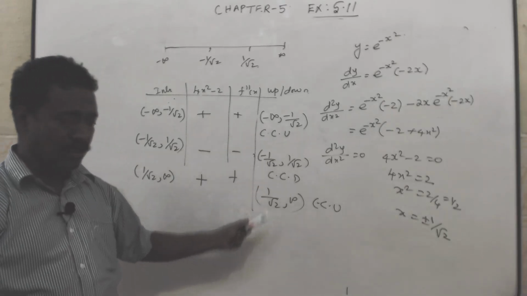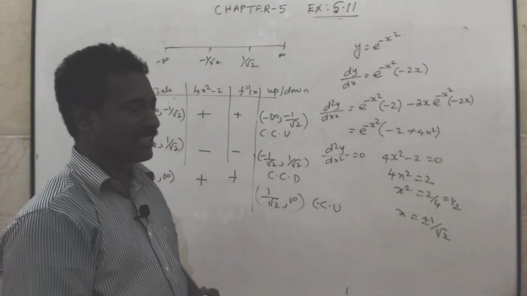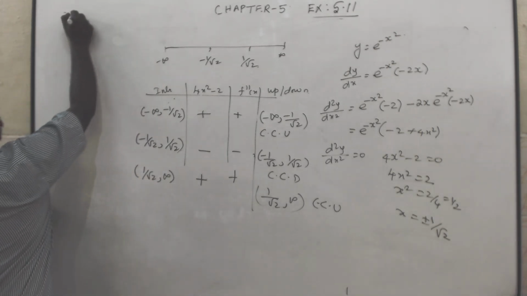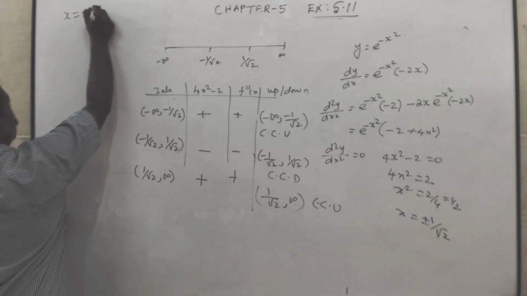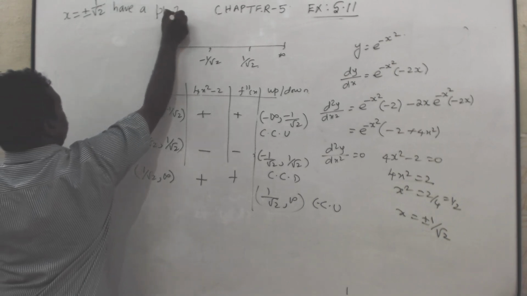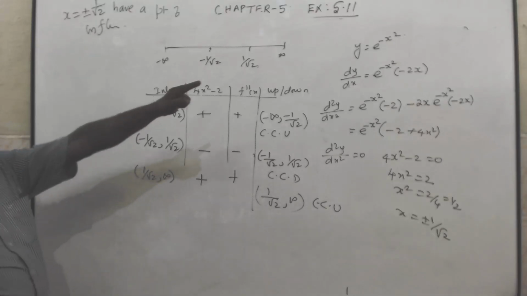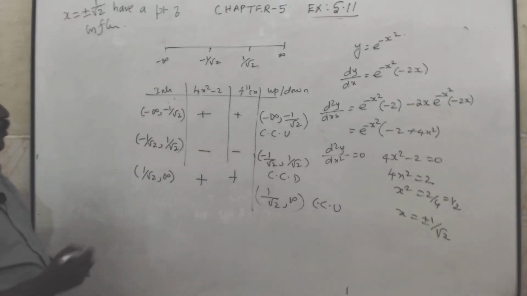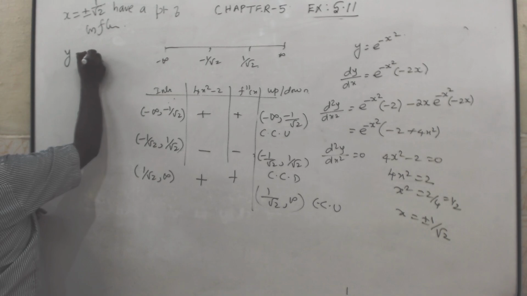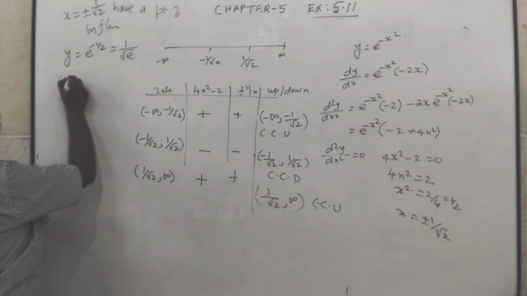Here one change, here one change. There are two changes. That's why the curve has 2 points of inflection. X is equal to plus or minus 1 by root 2 is a point of inflection. Therefore, x is equal to plus or minus 1 by root 2, substitute in y. Y is equal to e power minus half, that is 1 by root e.